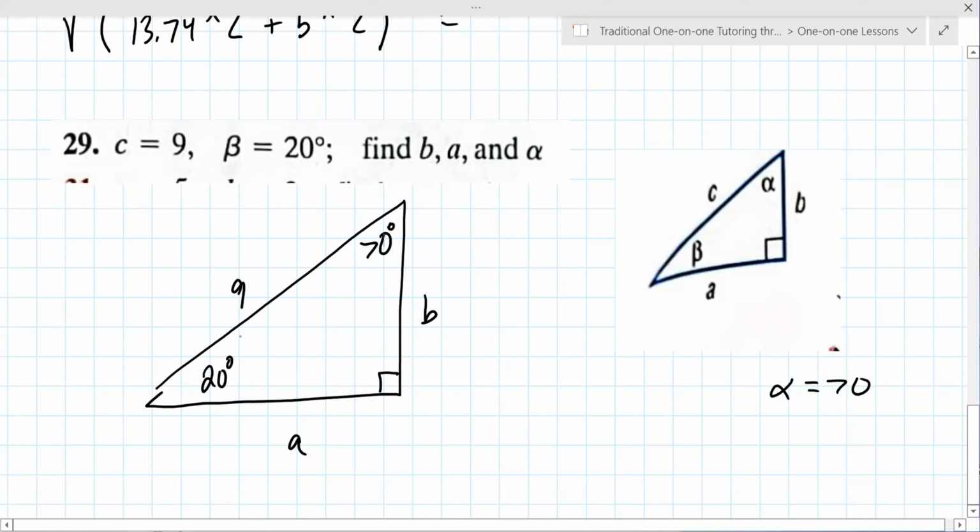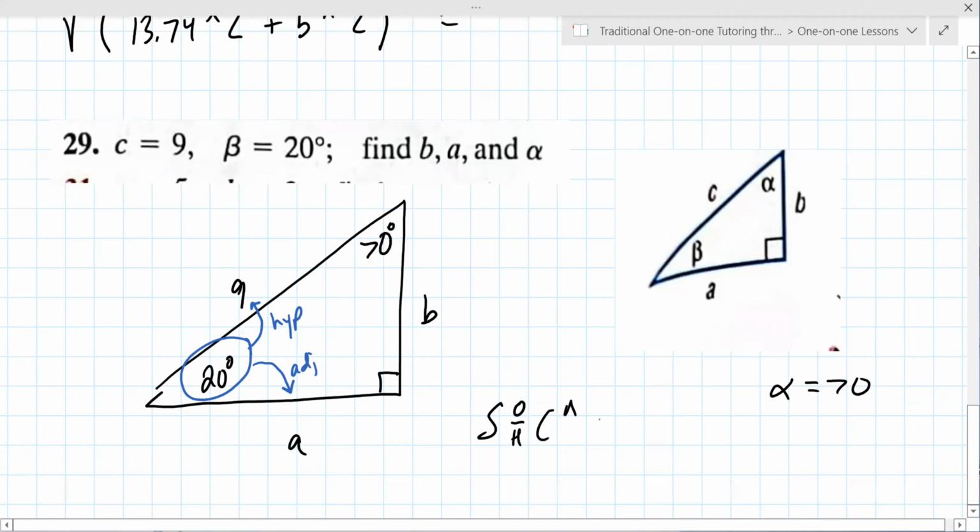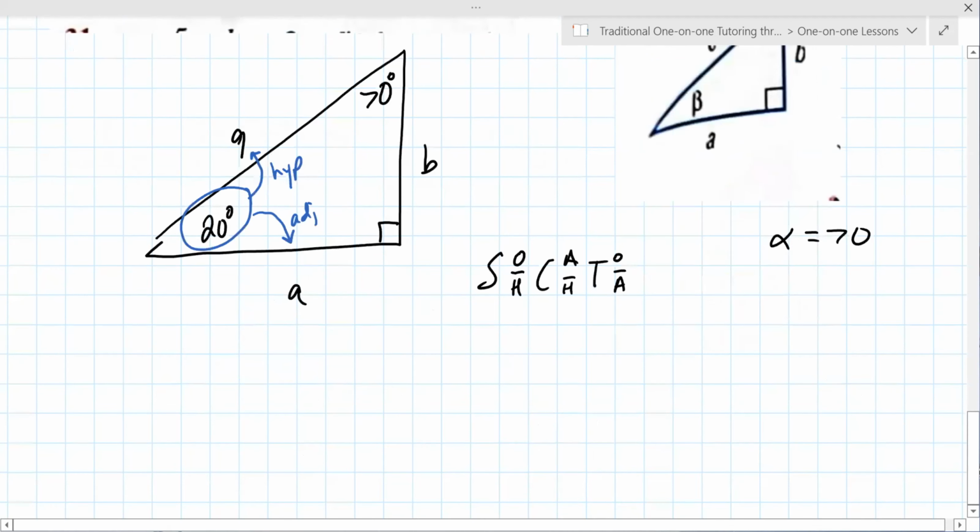So when you look at the 20, let's say you want to find A first. And you have the 9. A is the adjacent, 9 is the hypotenuse. So of the 3 trig functions that you know, sine, cosine, and tangent, which one uses the adjacent and the hypotenuse? Cosine. So it's the cosine of that angle, the cosine of 20 degrees equals A over 9. So this time the variable's in the top, but it's more to do with what's given and what's not given.